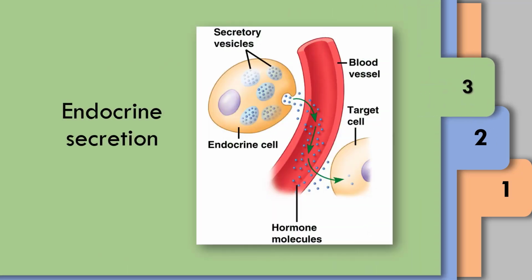The third concept is about endocrine secretions. Endocrine secretions are ductless secretions. They pour their secretions endogenously into the blood. This picture shows how the secretions are directly entering the blood. Hormones are traveling through the vascular system and they are finally reaching their target cells.